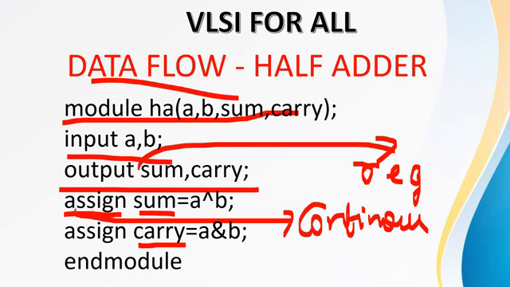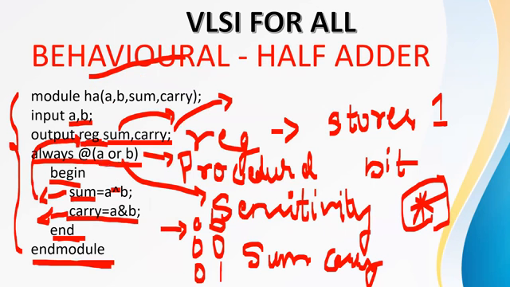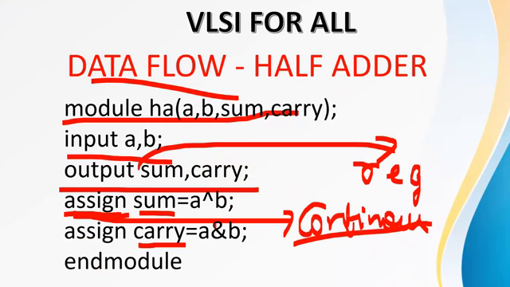So here we are using assign. Assign is a continuous statement. A continuous statement tells that we are driving the signals continuously. In the procedural case, we are not driving continuously; whenever the input changes, we get the output, that is sum and carry. But here we are continuously driving, so we are not using any reg variable. Assign sum is equal to A XOR B. Assign carry is equal to A and B. I hope you know this formula for half adder. That is what we have written here, and this is the end of the module.